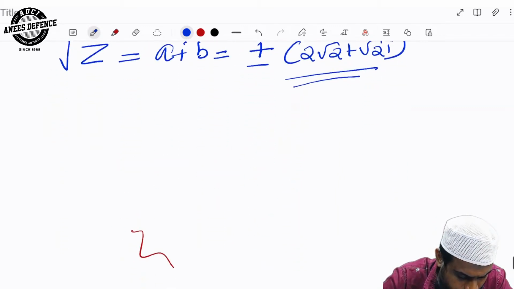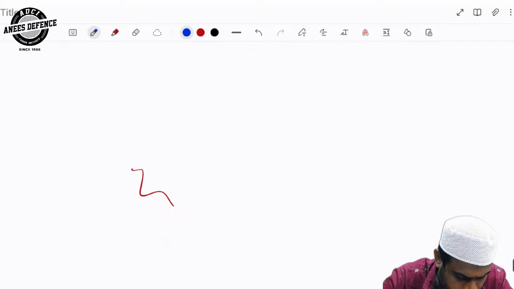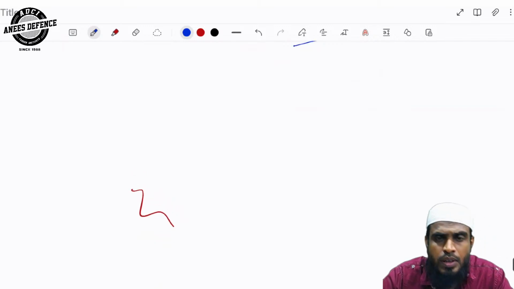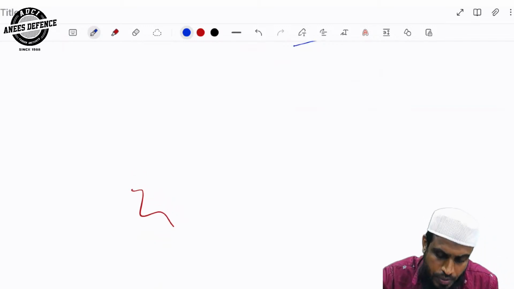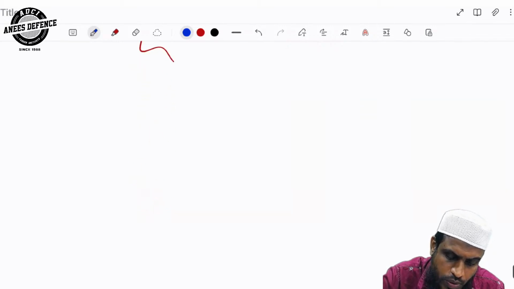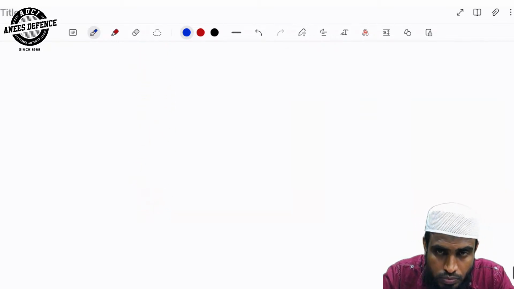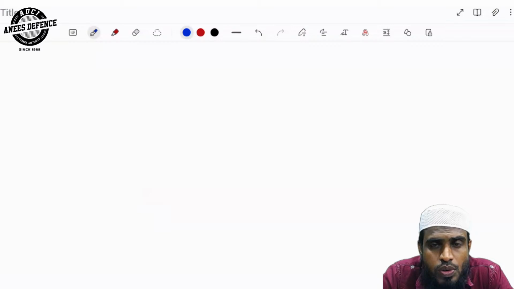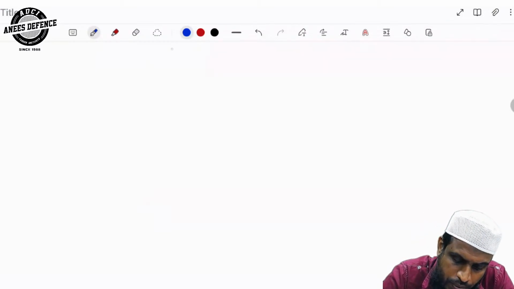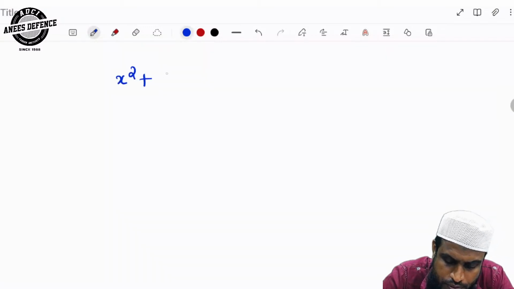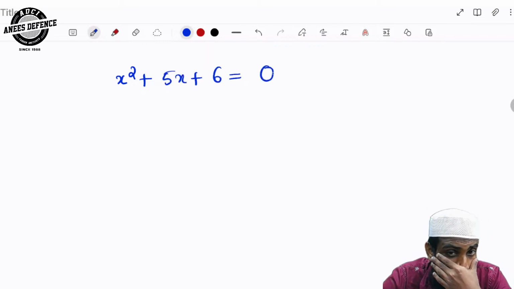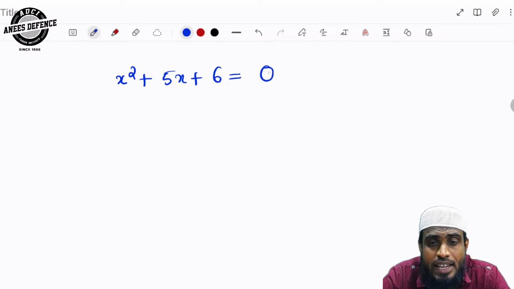Now, normally in a quadratic equation, we are able to solve the equations. For example, x square plus 5x plus 6 equal to 0. That is a quadratic equation with x as variable.